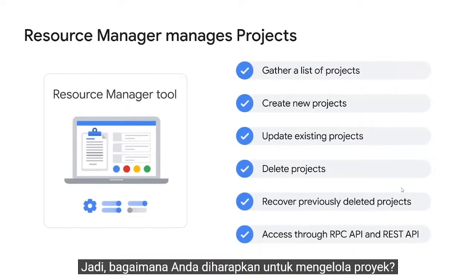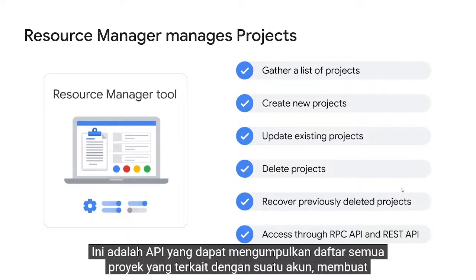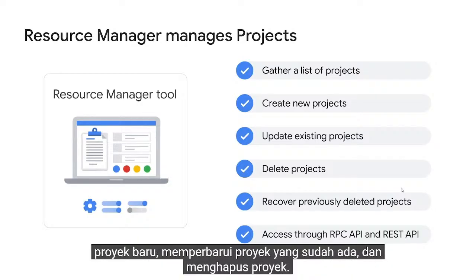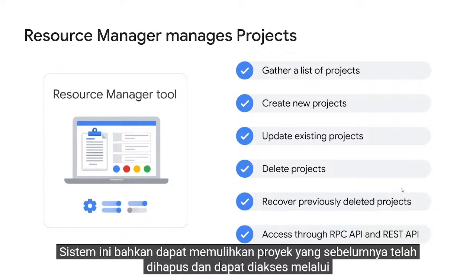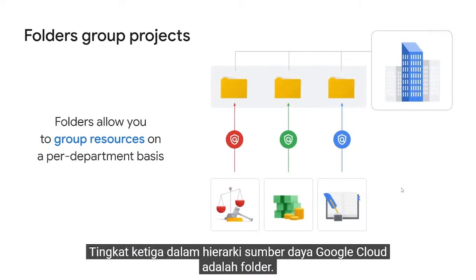So, how are you expected to manage projects? Google Cloud has the Resource Manager tool, designed to programmatically help you do just that. It's an API that can gather a list of all the projects associated with an account, create new projects, update existing projects, and delete projects. It can even recover projects that were previously deleted, and can be accessed through the RPC API and the REST API. The third level of the Google Cloud resource hierarchy is folders.